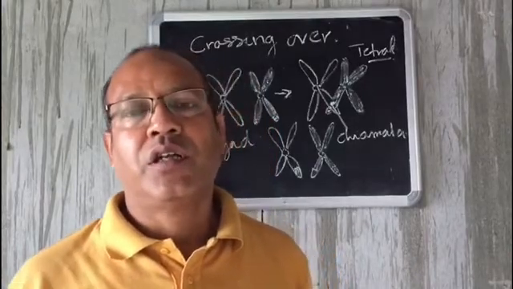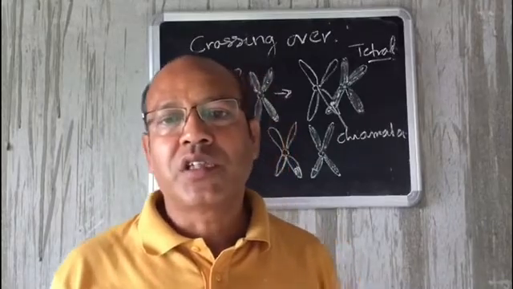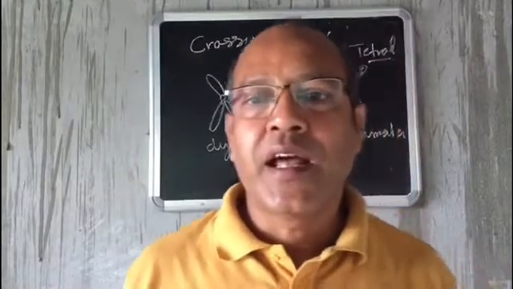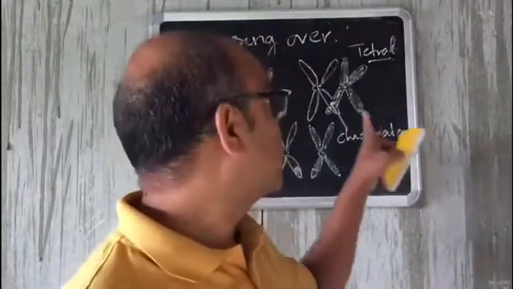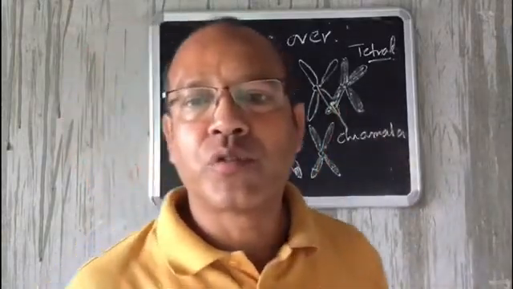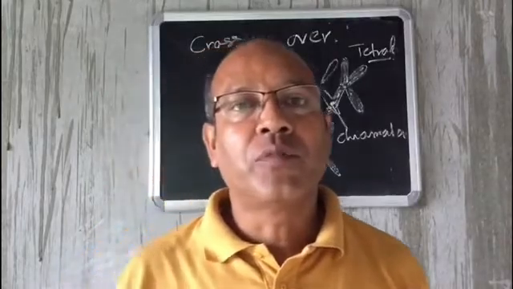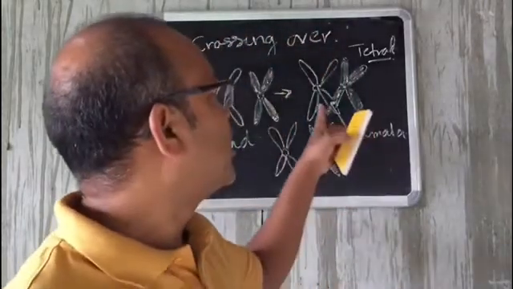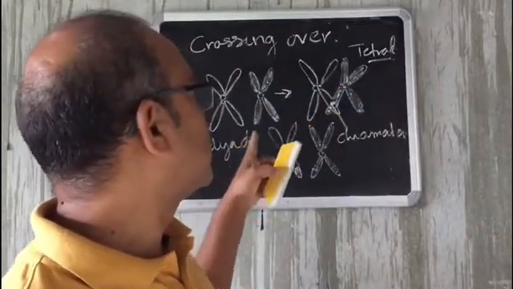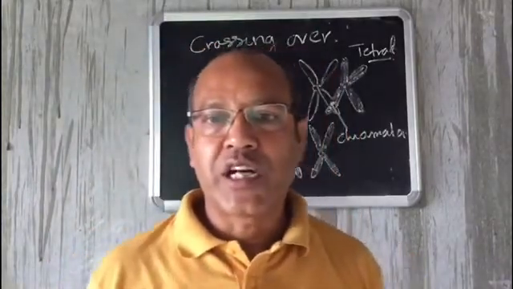And this crossing over requires several conditions. The first condition is that the two homologous chromosomes must pair and form synapses. And the homologous chromosomes must be present in a tetrad condition. This is the tetrad. These are dyads. When they overlap, it is called the tetrad.